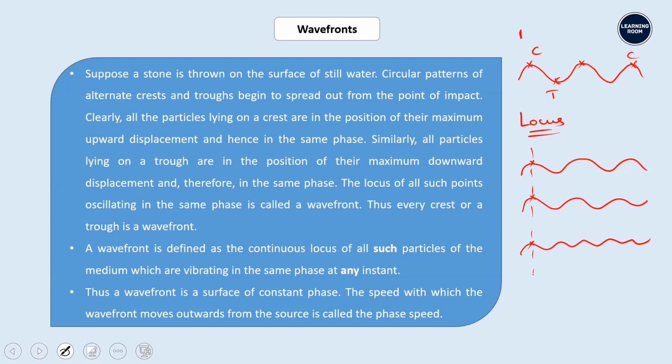So the locus of all points which are oscillating in the same phase is called a wavefront. So please write it down. The definition of wavefront is: locus of all points which are vibrating in the same phase. I'll come to them, you'll understand when I draw the graph. As of now, have this in your notes. The definition is given here.